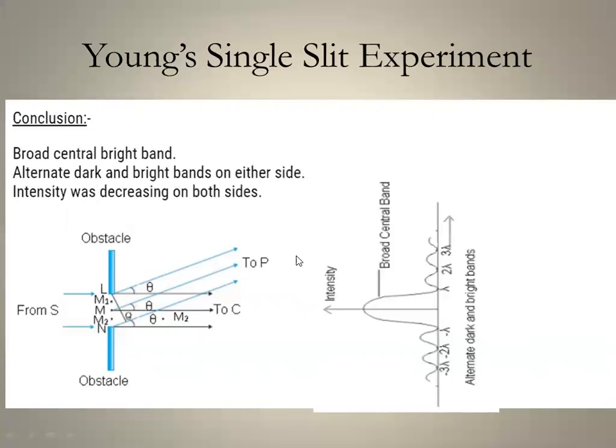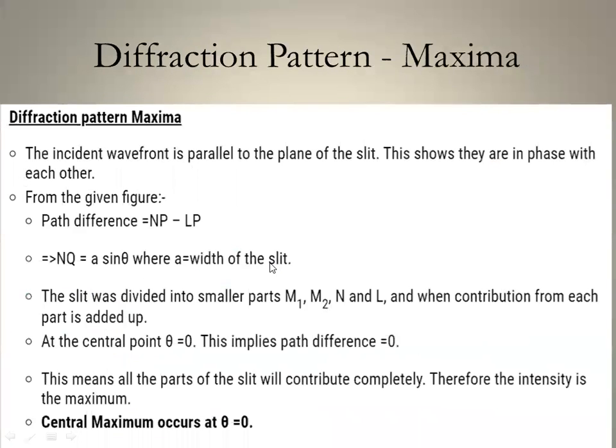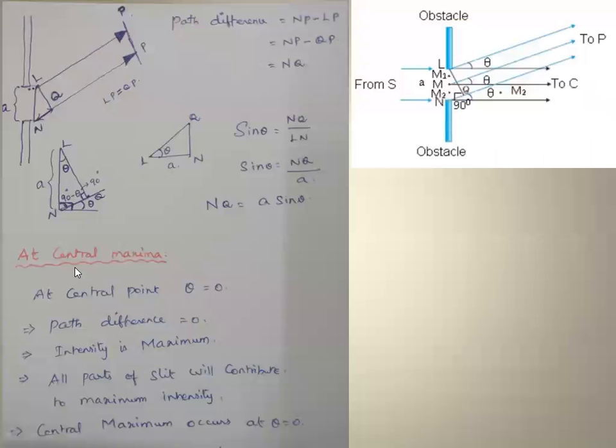And this is LP. So what is the path difference in here? NQ is the path difference. I have given the explanation in the next slide. We can just take a look at this. So when it comes to here, this is LP and this is NP. This is a slit, L and N.